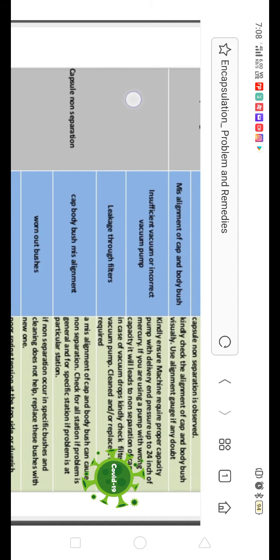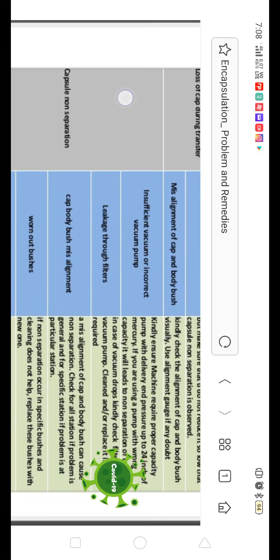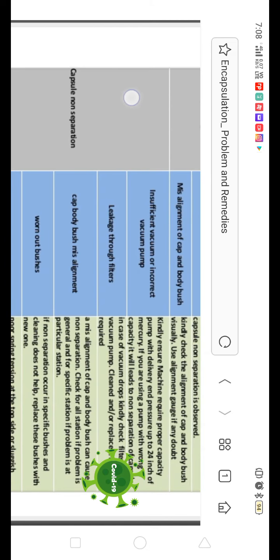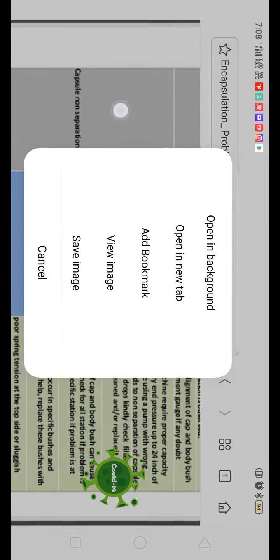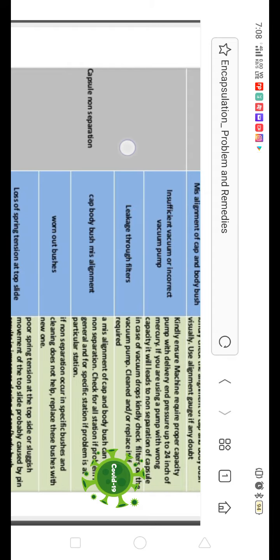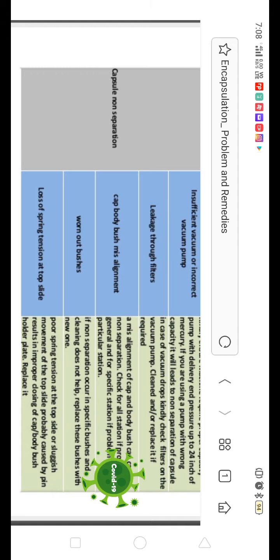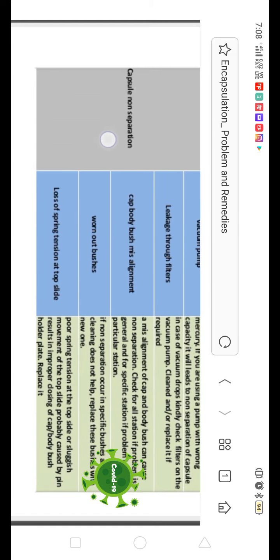Now next is the problem related to capsule non-separation: insufficient vacuum or incorrect vacuum pump. It requires proper capacity of vacuum pump. Generally, pressure up to 24 inches of mercury is used for separation. There may also be leakage through the filter. If there is a leakage in the vacuum pump, then it changes the vacuum pressure, so we have to replace it. That is the remedy. And again misalignment, so we have to check all the stations for problems of misalignment.